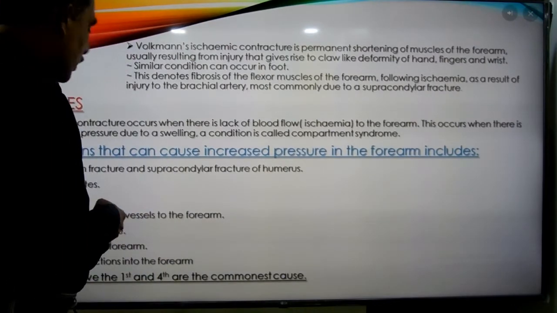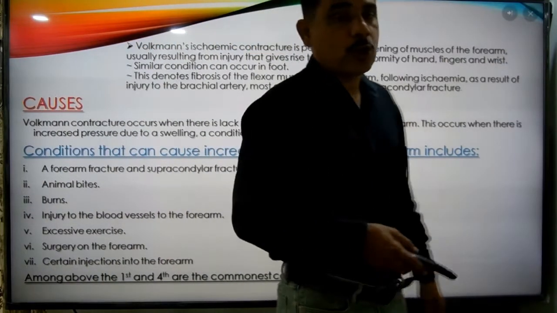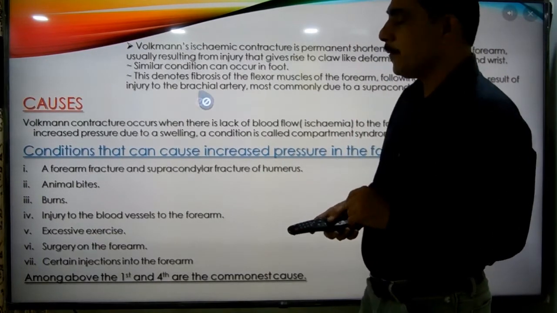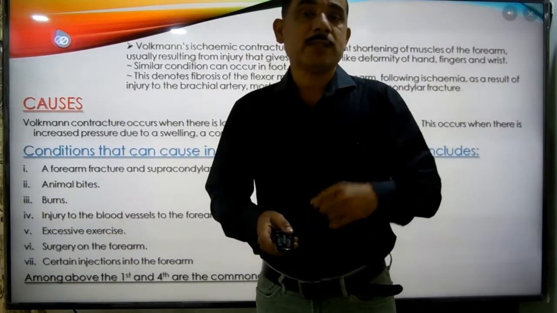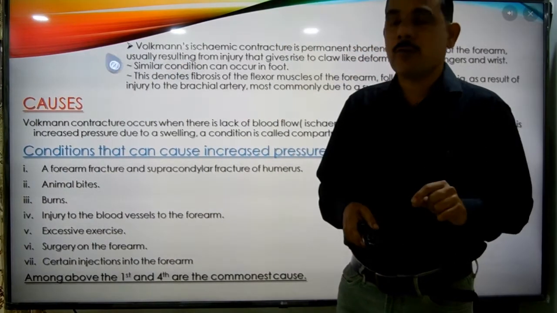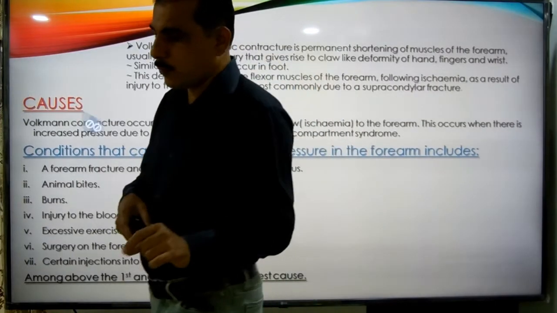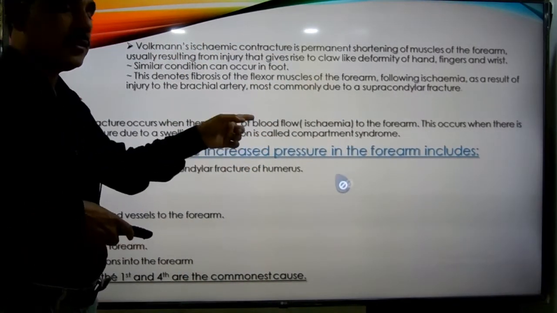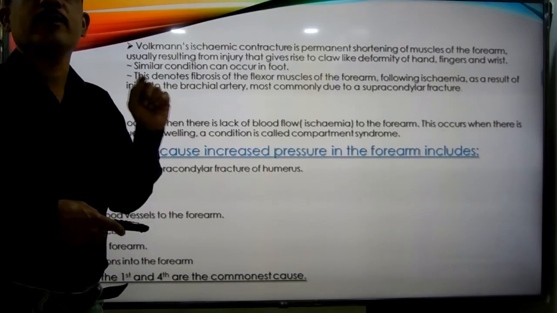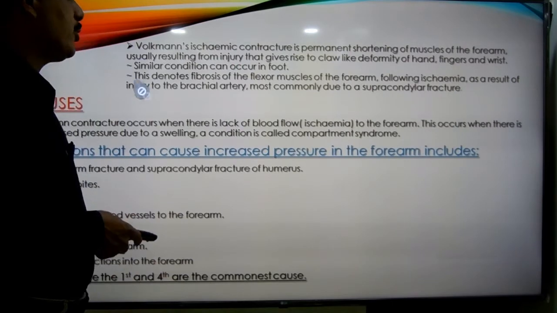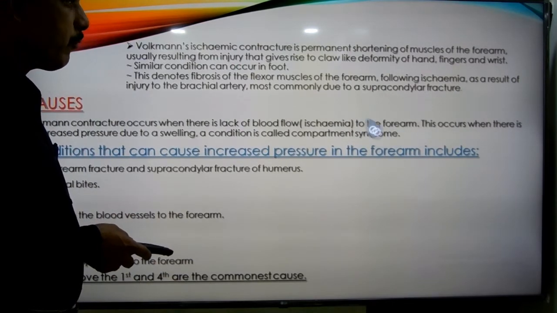What are the causes? See, commonly this Volkmann's contracture, or Volkmann's ischemic necrosis, occurs from impaired blood flow. Impaired blood flow is called ischemia. It means decreased blood supply to the muscles of the forearm after the injury.